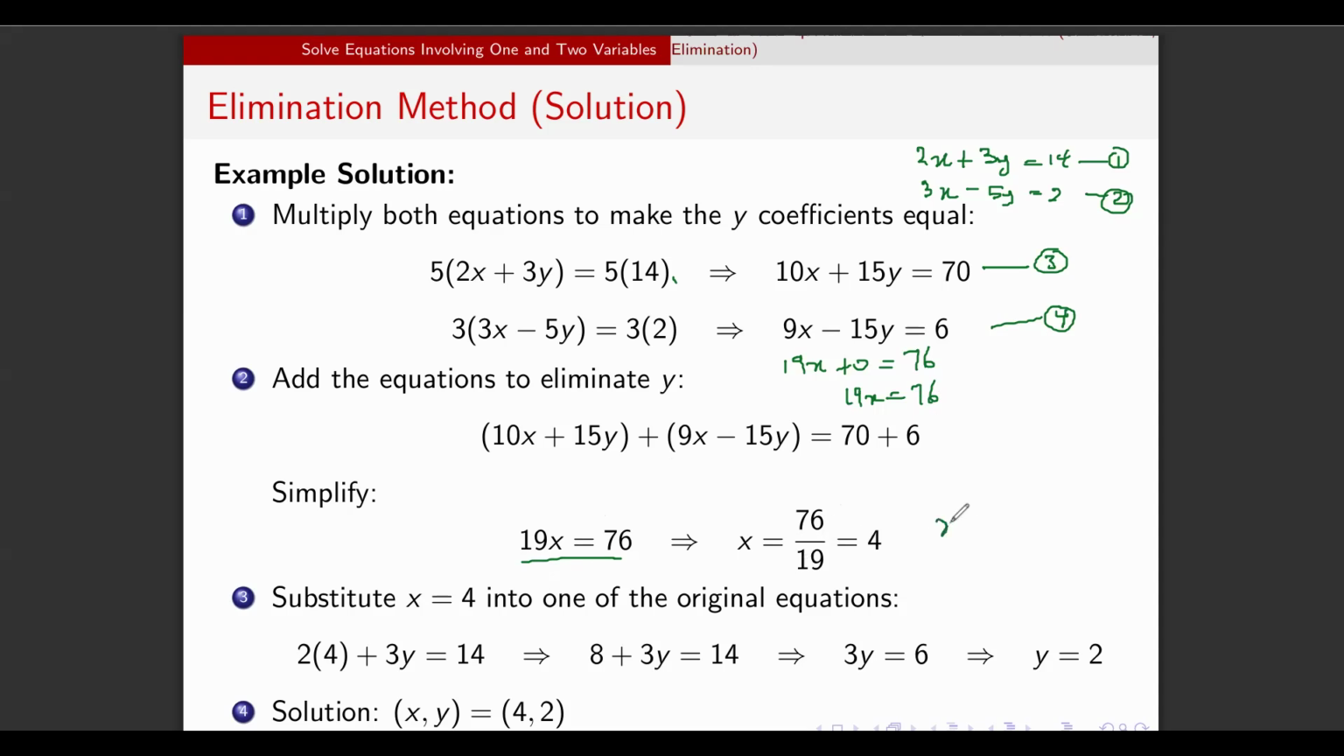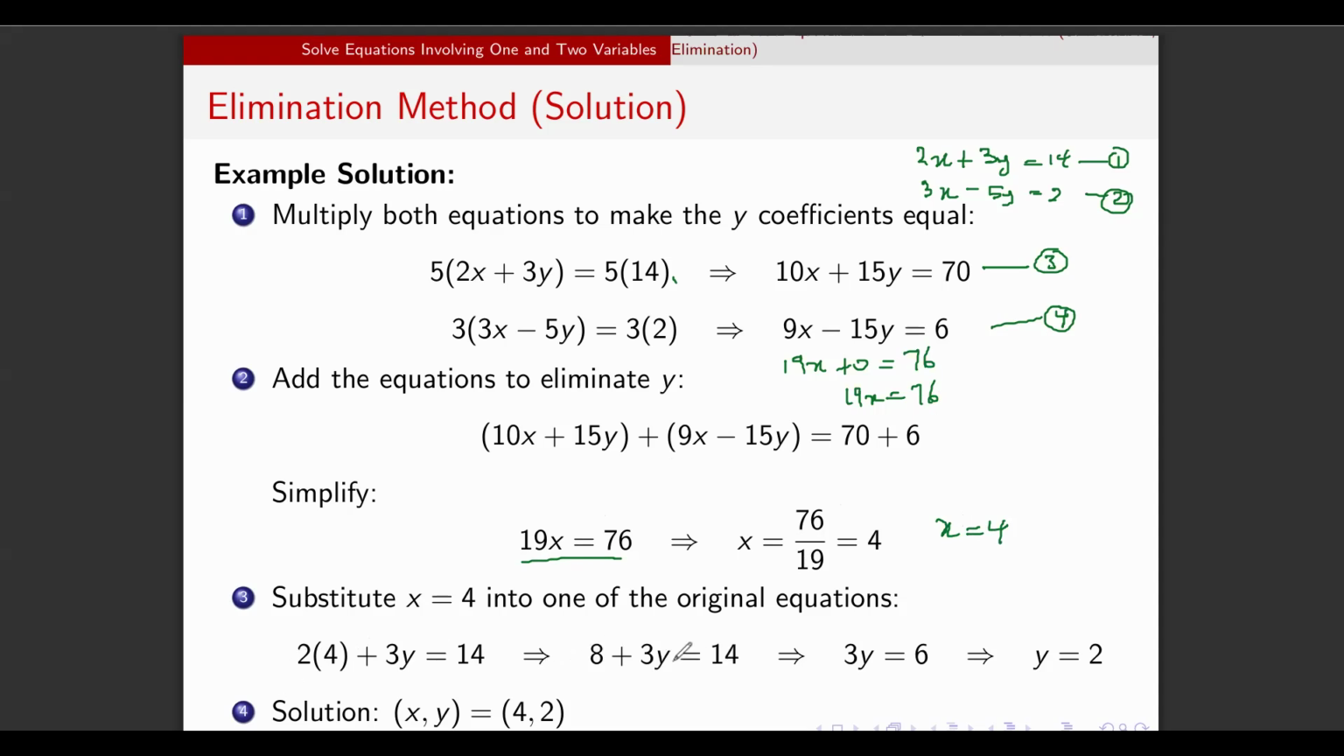So here I have x being equal to 4. What I do next is take one of the original equations and then I put in x equals 4. So I'm going to take equation 1. Equation 1 is up here. 2 times x, which is 4, plus 3y equals 14. 2 times 4 is 8, plus 3y equals 14.